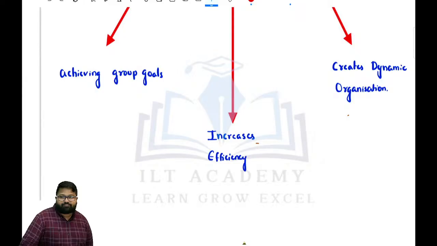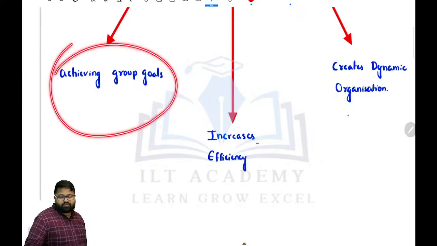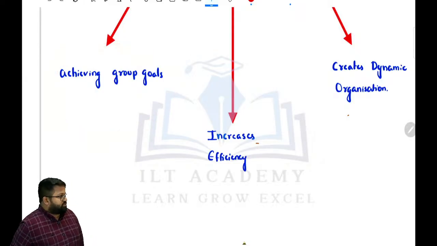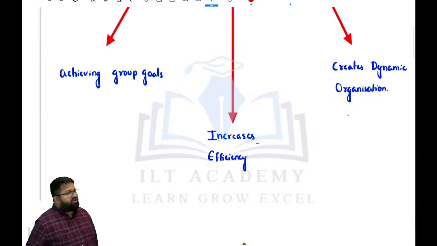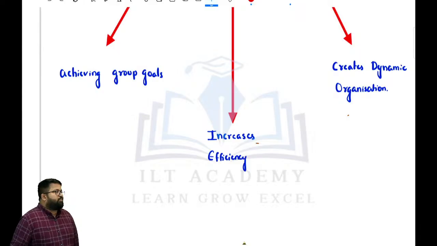Okay. What about the last one? Achieving group goals. Organization together is a group. It has different goals, and all those goals should be achieved by the management.